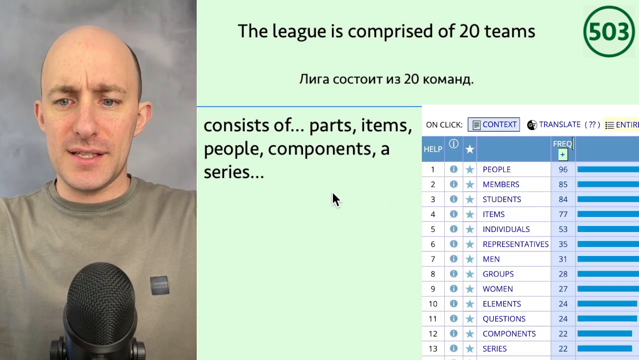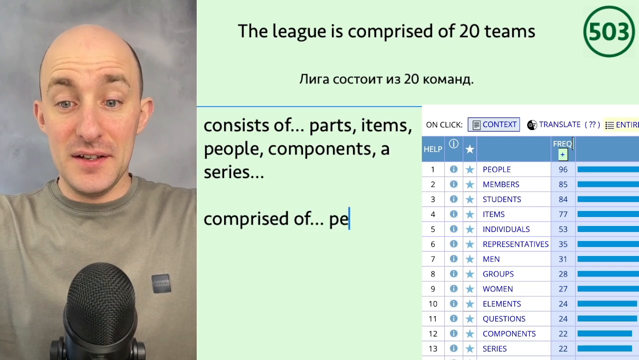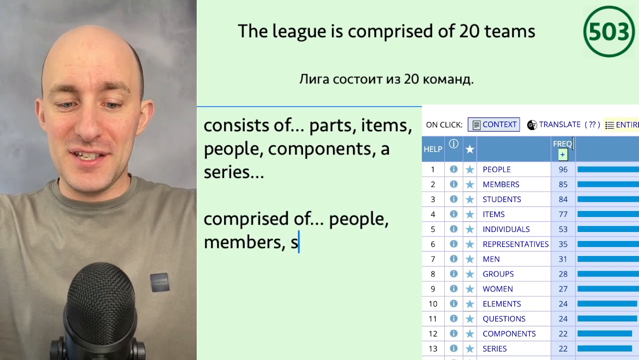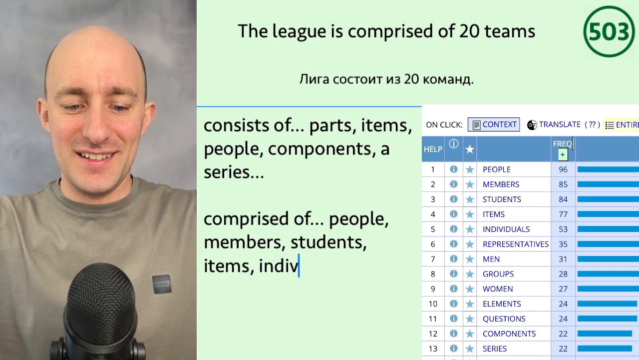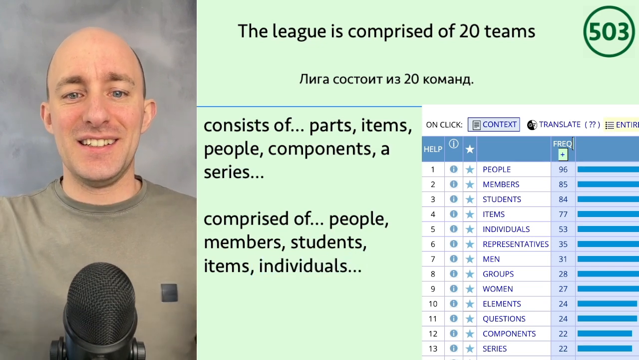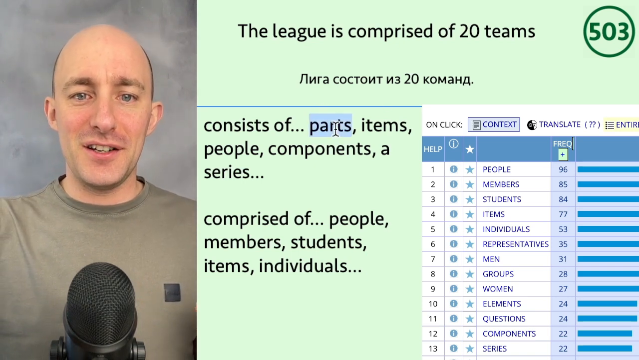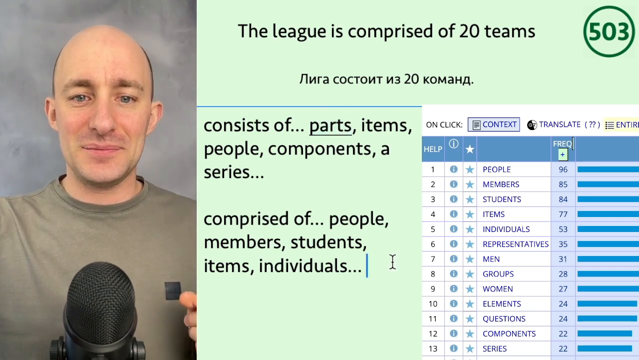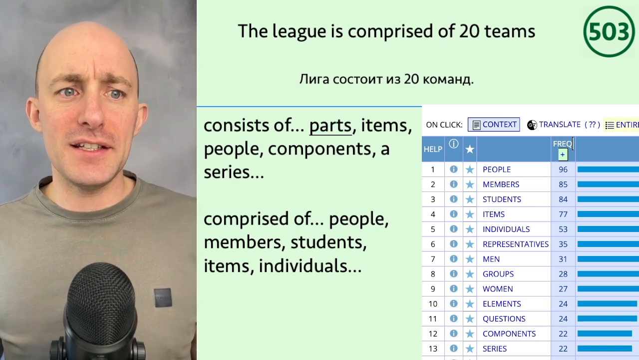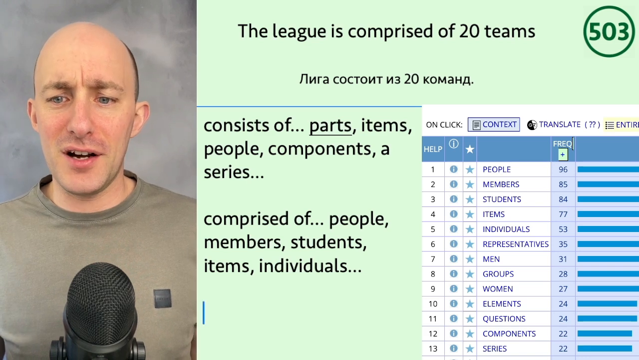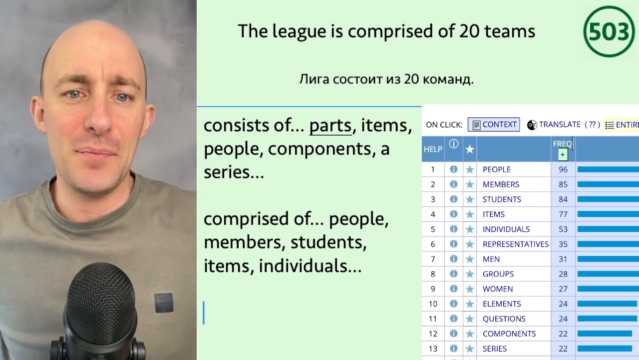and see what we get. People, members, students, items, individuals. So the only word that doesn't appear in both lists is this one. It consists of 3 parts. We don't say it's comprised of 3 parts. But pretty much all the other words, they appear in both lists.